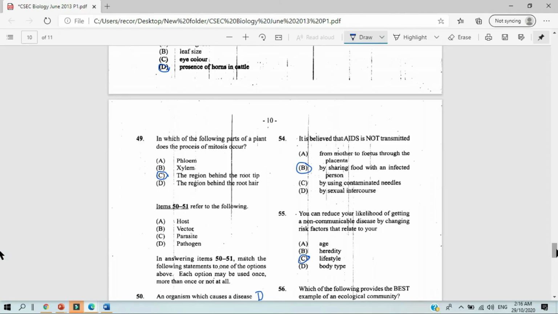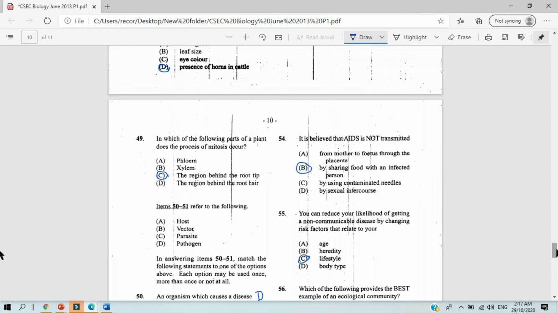In which of the following parts of a plant does the process of mitosis occur? Mitosis. So you know that mitosis is going to maintain the diploid number of chromosomes, the full number. So it's not the phloem, not the xylem. The region behind the root tip, that is where you're going to have the bulk of the growth taking place.